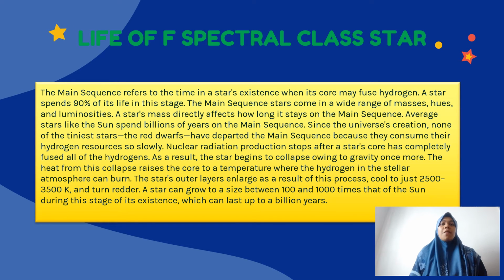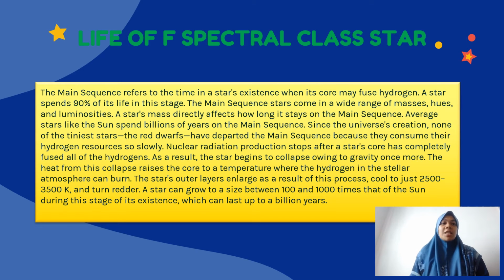Next, for F-class star life. The main sequence refers to the time in a star's existence when its core may fuse hydrogen. A star spends 90% of its life in this stage. The main sequence stars come in a wide range of masses, hues, and luminosities. A star's mass directly affects how long it stays on the main sequence. Average stars like the Sun spend billions of years on the main sequence.